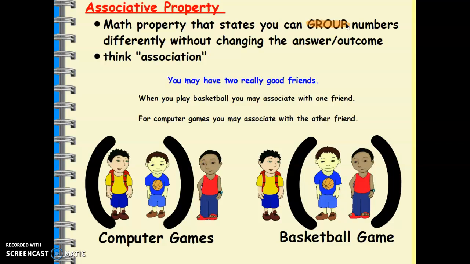So you may have two really good friends. When you play basketball, you may associate with one friend. So let's say this is you in the middle in the blue. And when you associate with basketball, you may gravitate towards your friends who play basketball. And when you're interested in computer games, you associate and group yourself with those who like computer games. So again, in the end, you still have those really good friends. You've got one who you like to play basketball with and you group yourself with, and then you have one that you can group yourself with for computer games. But you've got the same friends and you have the same three people.